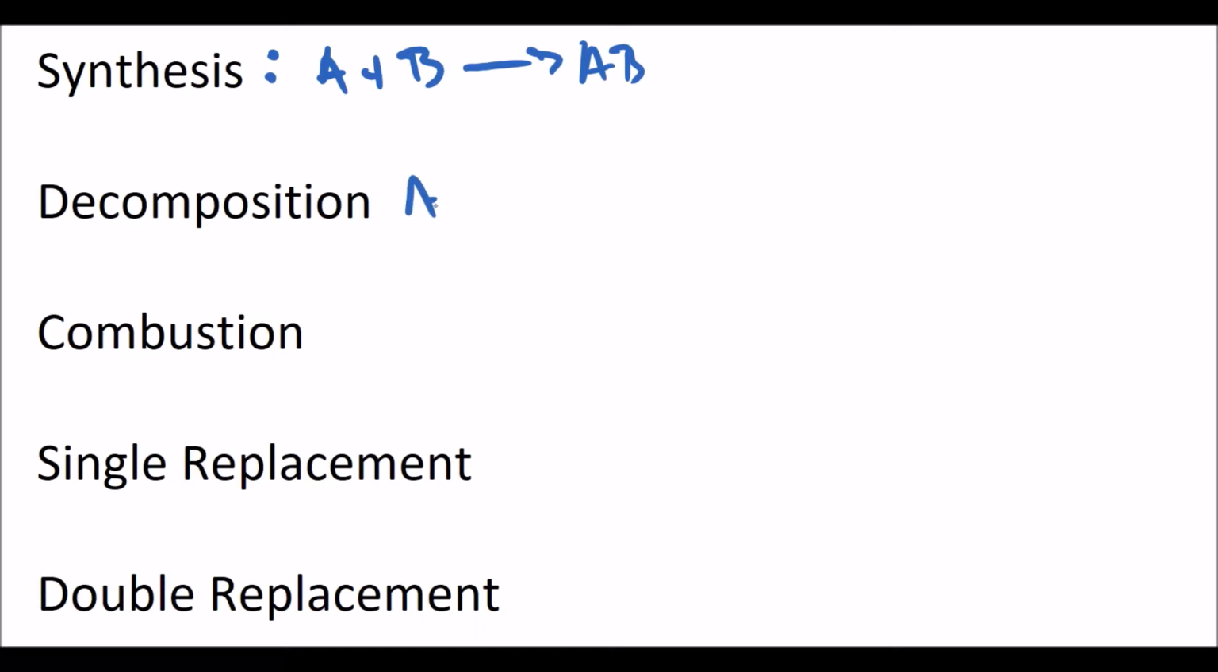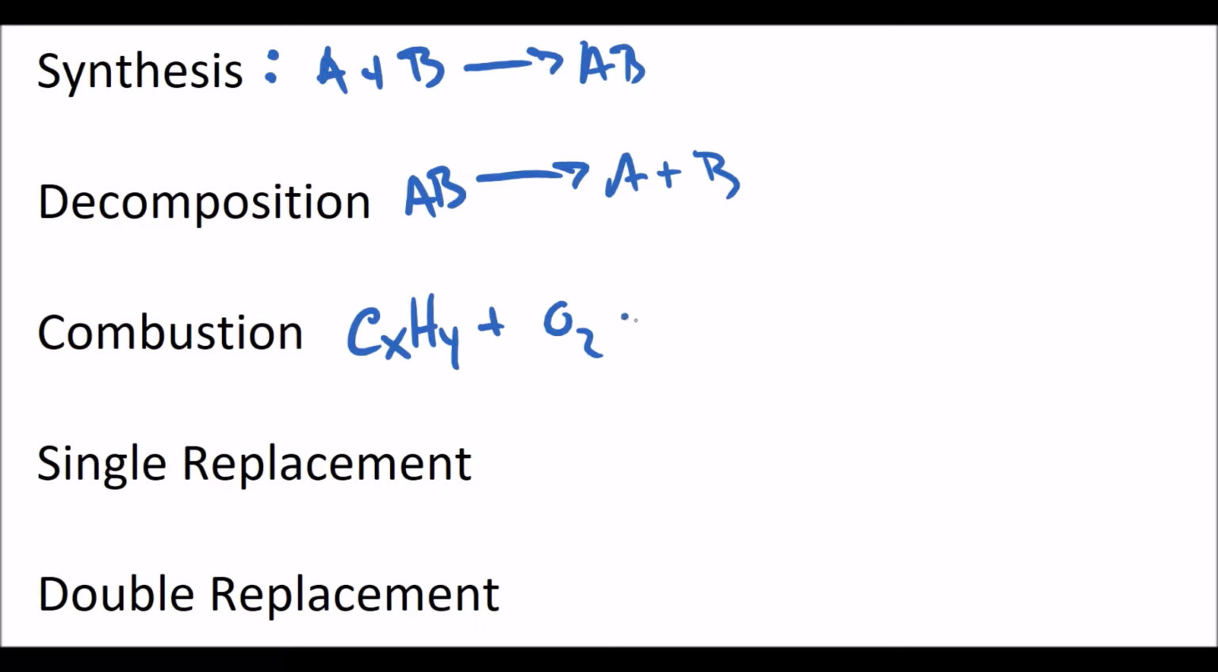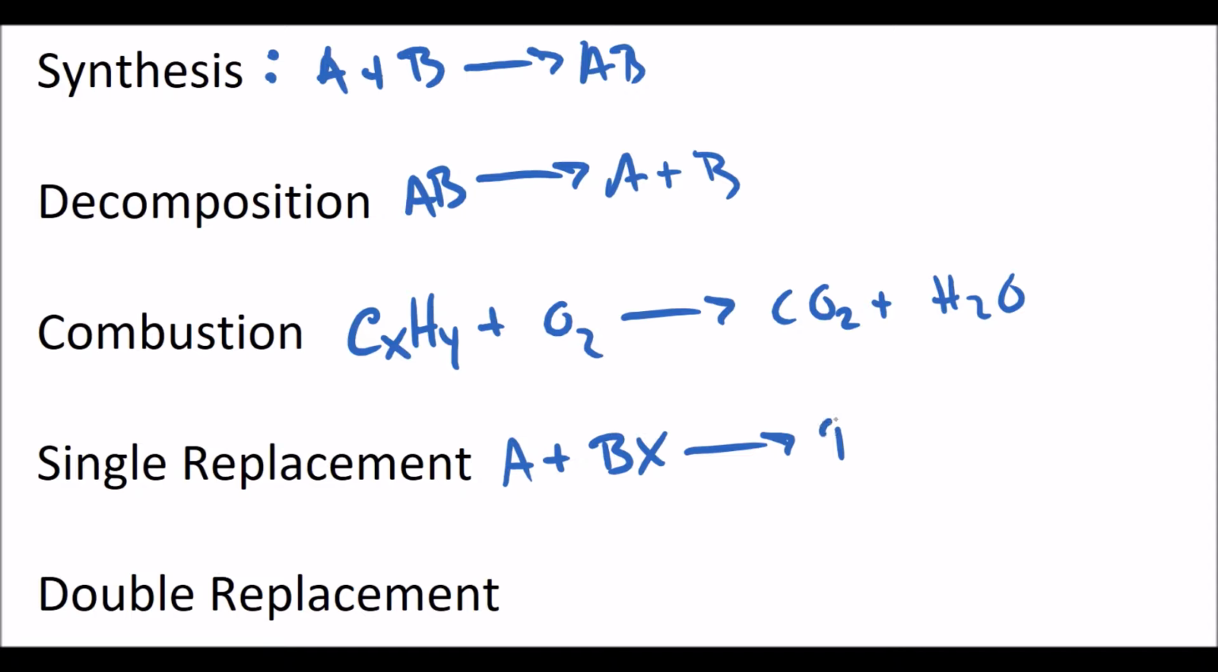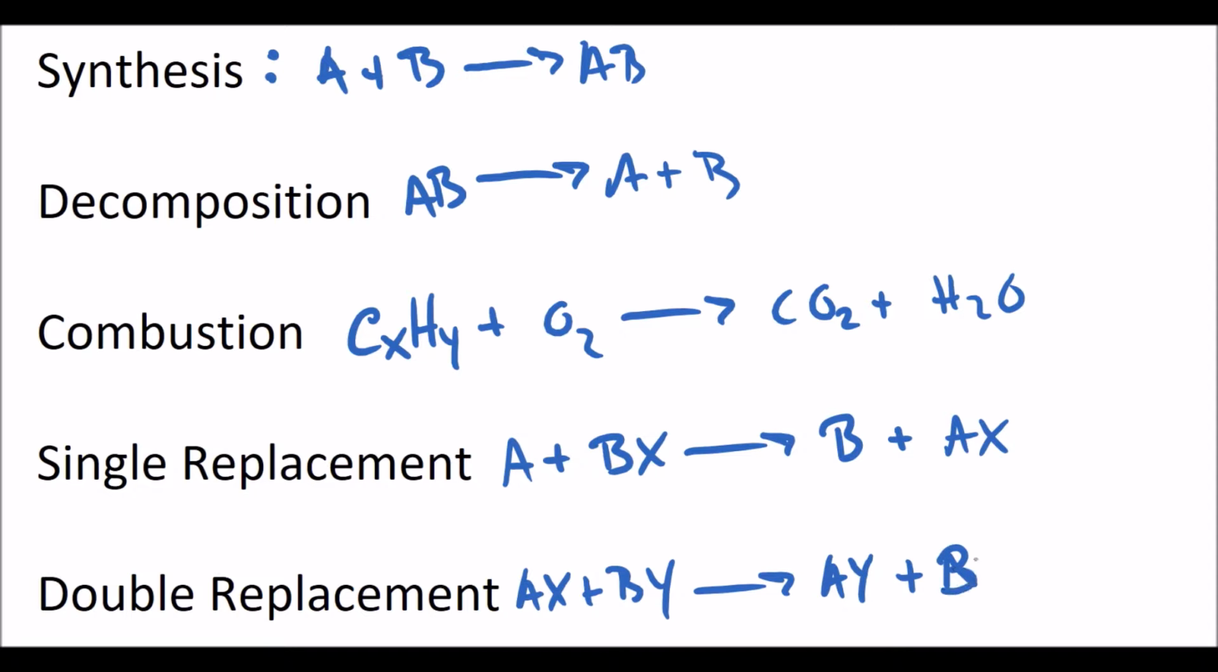Next are decomposition reactions, where we have some compound AB yielding A and B. We have combustion reactions, which oftentimes take on the form of some hydrocarbon reacting with oxygen to make carbon dioxide and water. A single replacement reaction, where we have a metal reacting with an ionic compound and displacing the metal ion to form a new ionic compound. And then double replacement reactions, where we have 2 ionic compounds where the cations and anions will switch what they're paired with.